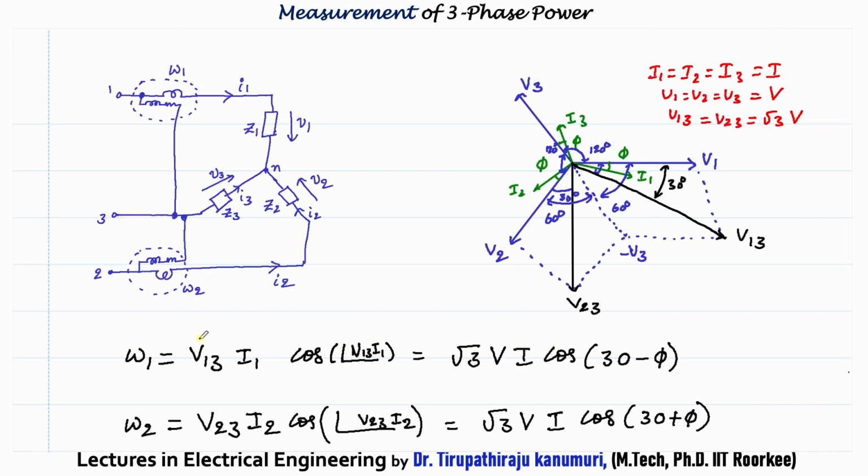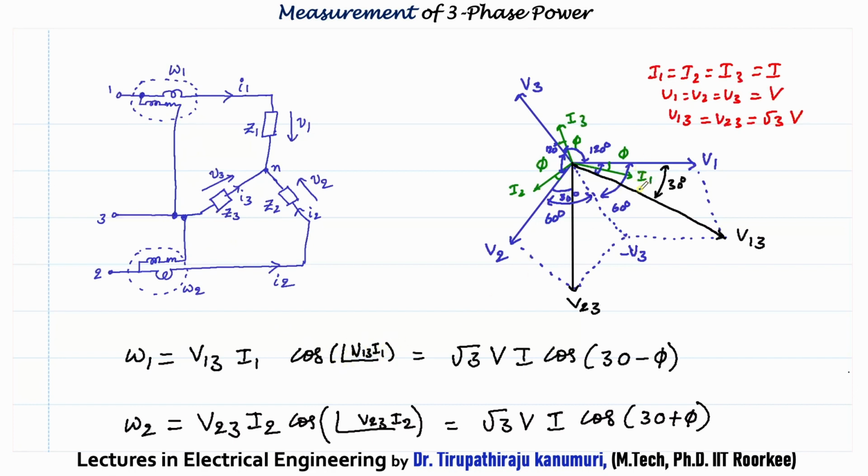So now let us see what wattmeter one will measure. Wattmeter one will measure voltage V13, current I1, which is the current passing in phase 1, multiplied by cos of the angle between the voltage coil and the current coil. That will be equal to the cos of the angle between V13 and I1.